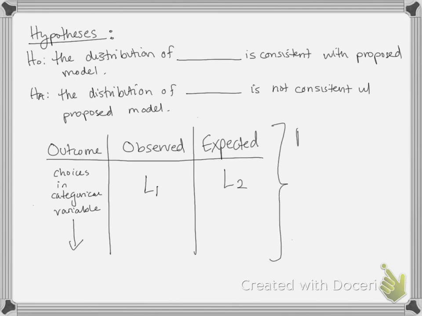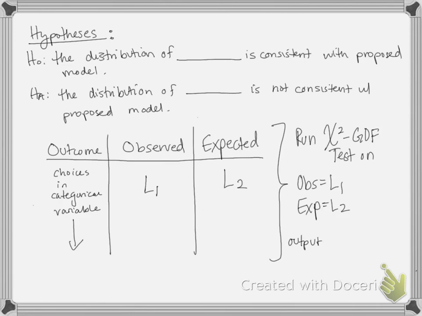Then what you do is you run the chi-squared goodness of fit test on observed equals L1, expected equals L2, and our output, I missed something, guys. The degrees of freedom. Okay, so I'll help you. I'll put that in the bottom. Our output is chi-squared, which is your test statistic, and your p-value. Okay, one thing that we do have to include are the degrees of freedom.